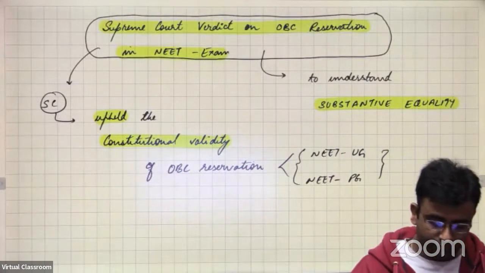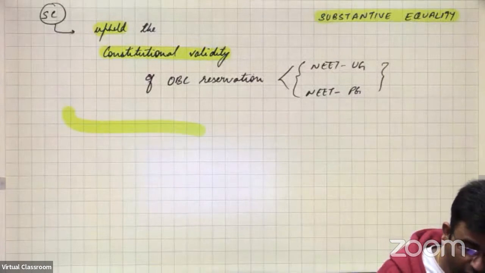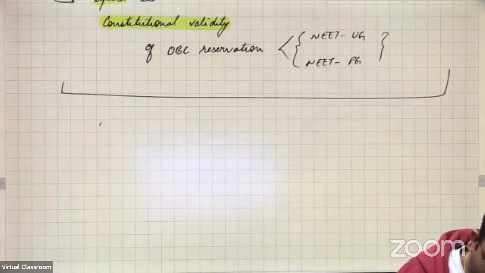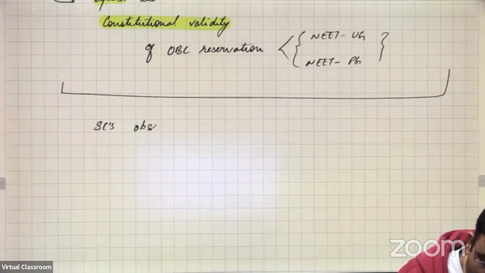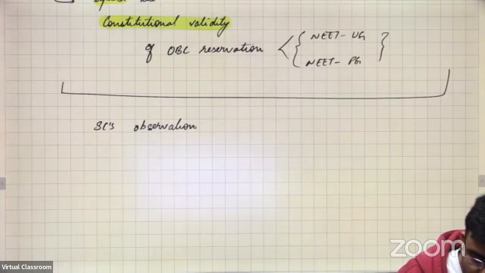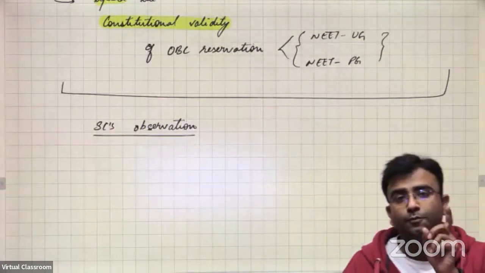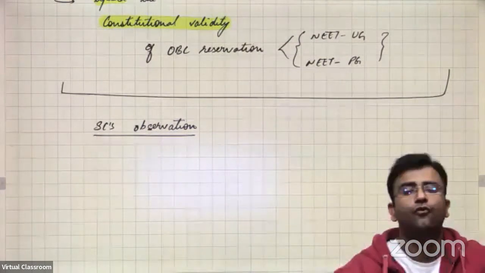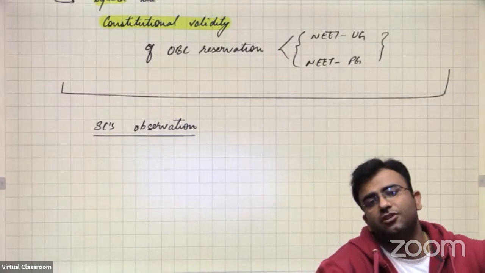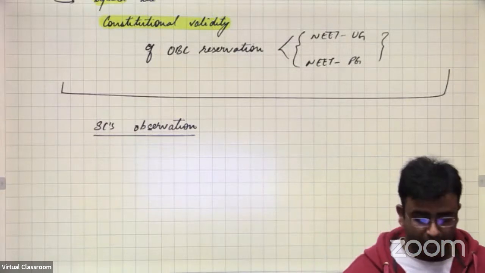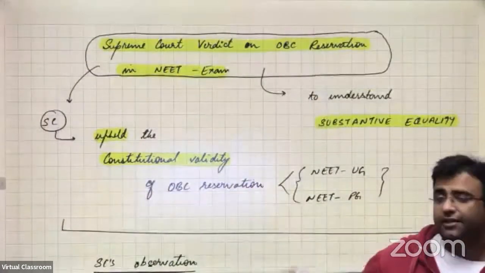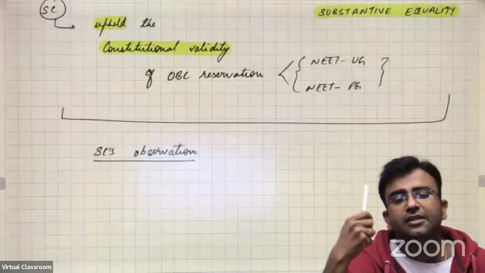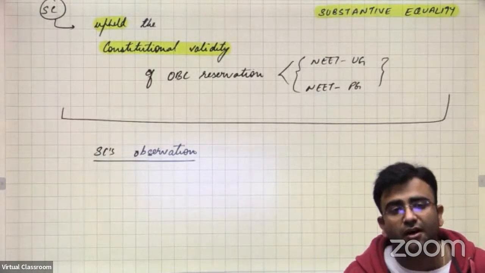Now let's discuss the observations as given by the Supreme Court. The Supreme Court's observations are important because in the observations, the Supreme Court provides the basis of its judgments. And these bases are more important than what the Supreme Court said. It is fine, it is important to understand what the Supreme Court said, but it is more important to understand why the Supreme Court said so.